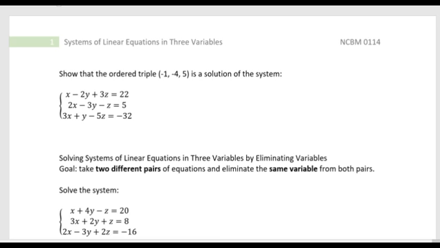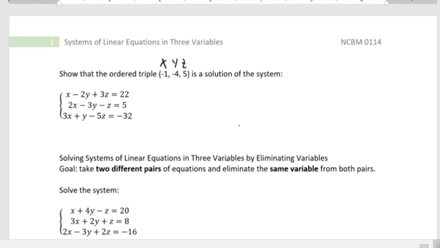So in this ordered triple, the first number that we see here is going to be x, y, and z. So in order to check if this is a solution to the system, we're going to substitute the values of x, y, and z into each equation, and each equation must be satisfied. So the first equation is x minus 2y plus 3z is equal to 22.